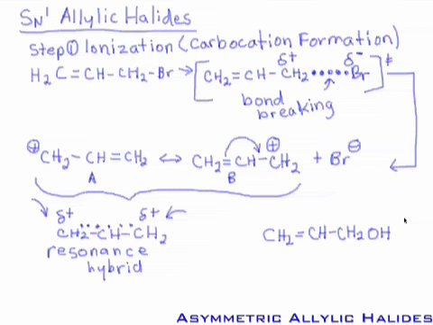The nature of the resonance hybrid can also lead to unusual products. For example, if we take an allylic halide that does not yield a symmetrical carbocation, you can actually form two products. So whenever you're doing SN1, as usual, it is very important you draw the carbocation.